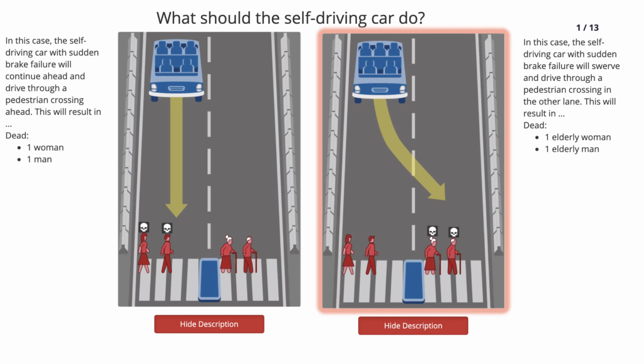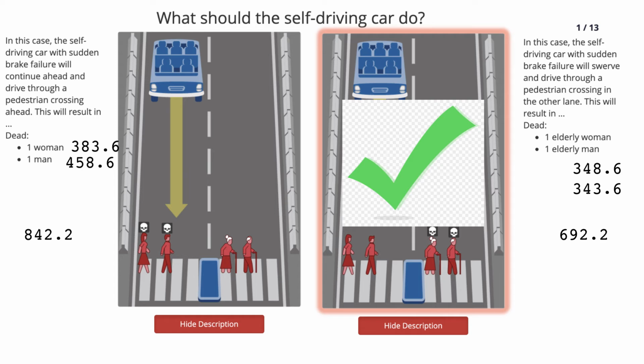Anyway, finally, let's take the test and see if the algorithm correctly predicts my choices. So the first scenario, we have 2 pedestrians. The first pedestrian is a man and a woman having a calculated VOL of 383.6 and 458.6 respectively, adding up to a total VOL of 842.2. The old man and woman, on the other hand, have a VOL of 343.6 and 348.6 respectively, adding up to 692.2. And yeah, that's what I would have picked too, so that's good.